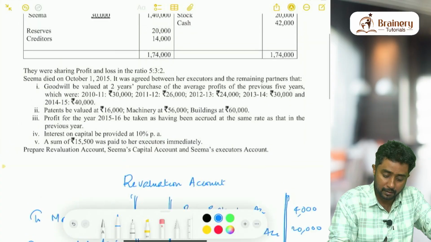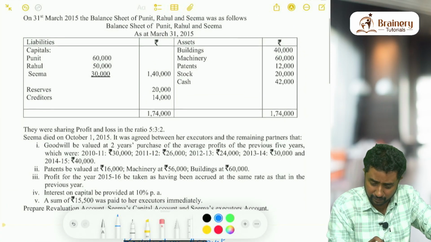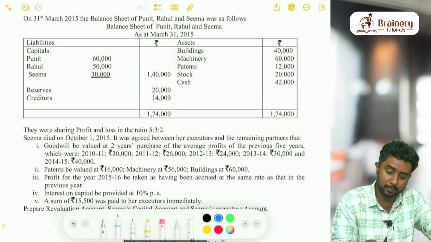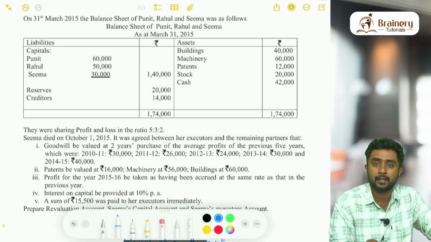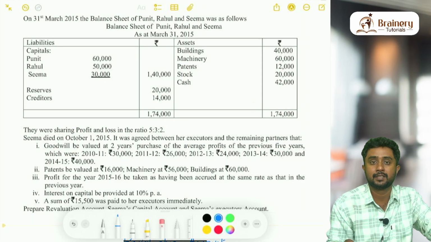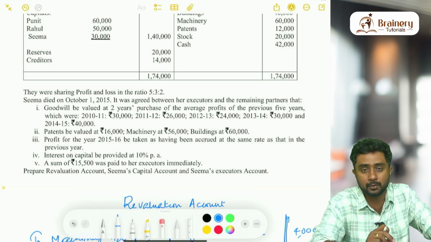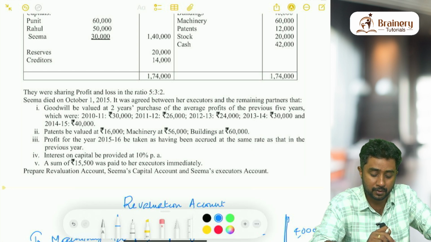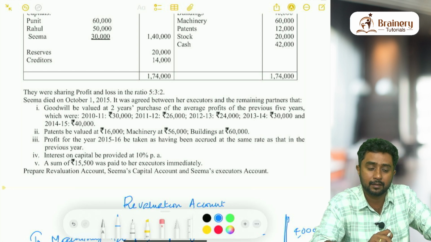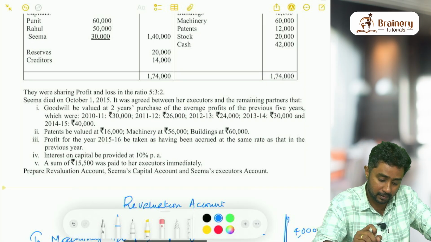Next amount that you have to see: if there is any existing amount, that amount also should be transferred. There is no existing amount here. When I say existing amount, certain balances are already given in the balance sheet. Those amounts are transferred to the partners' capital accounts in the old ratio. Here there are no existing amounts.